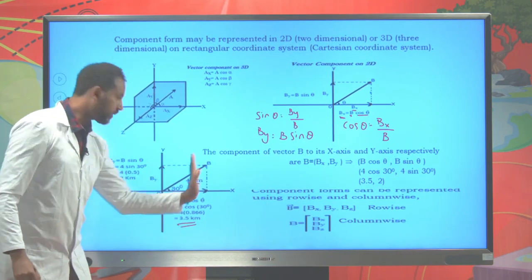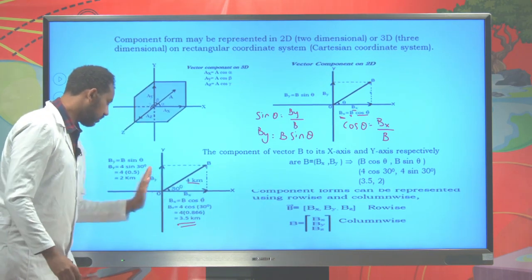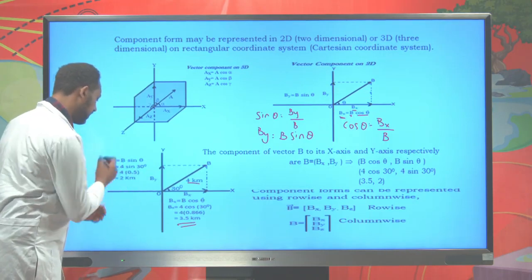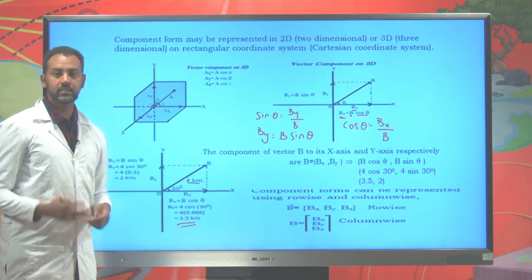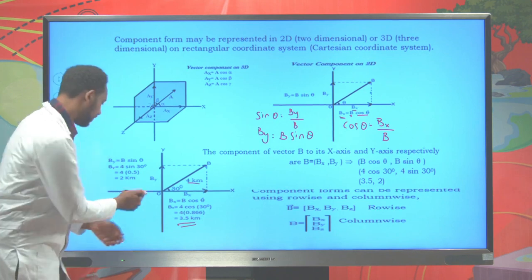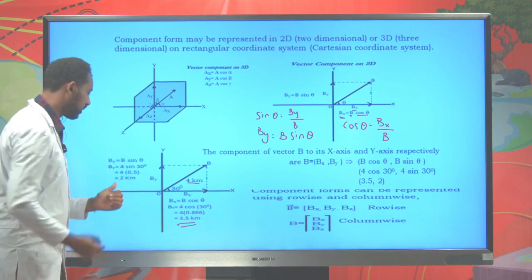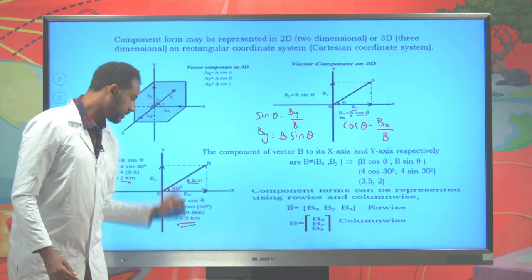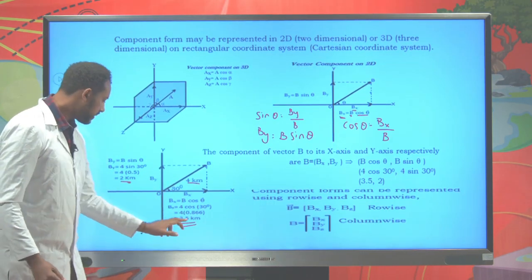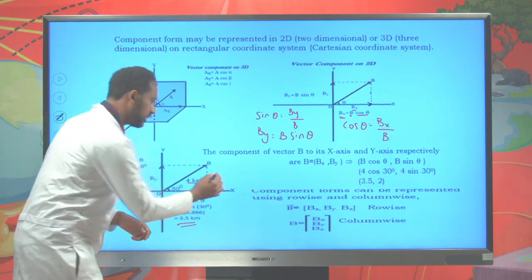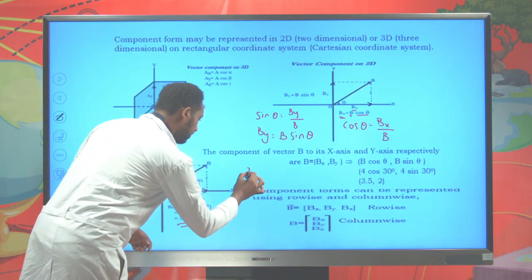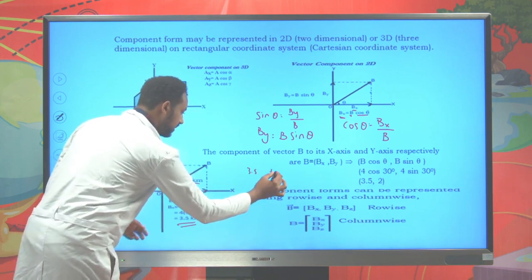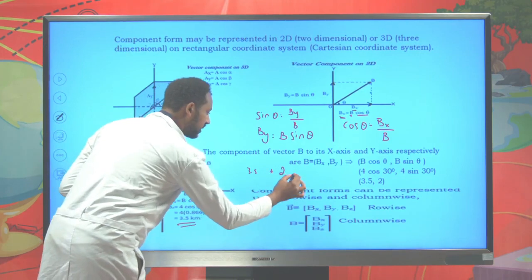And it's also possible to find the y component. By is b sine theta, and b is 4 kilometers, and sine 30 is 0.5, or 1 over 2. Therefore, 0.5 times 4 gives us 2 kilometers. Here you have 2 kilometers, here you have 3.5 kilometers. The summation of these two gives us 4 kilometers, which means 3.5 kilometers along the x-axis plus 2 kilometers along the y-axis.